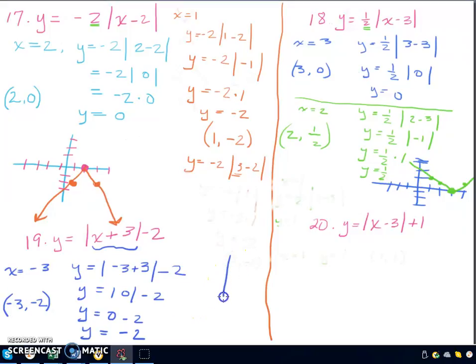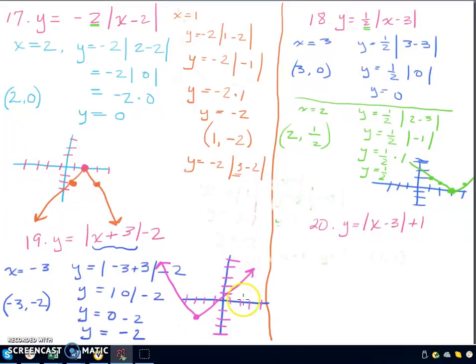So if I were to draw the graph, I should probably make this another color. And I'm going to draw my 1, 2, 3, 4. 1, 2, 3, 4. I'll put another one there and make that 1. So it's 1, 2, 3, 4, 5. My vertex is going to be at -3, -2. 1, 2, 3, -3. Go down 2. And my graph is going to be like that.